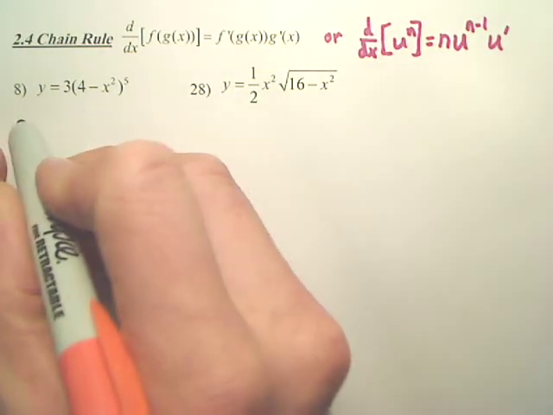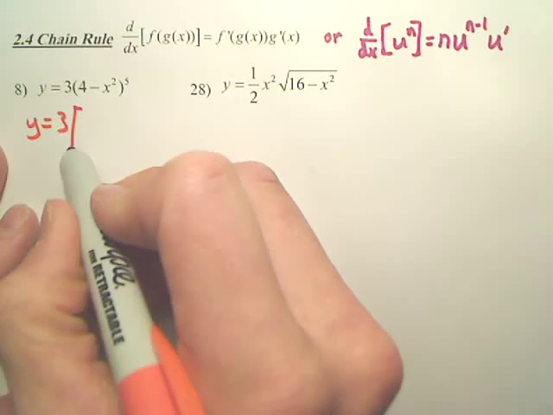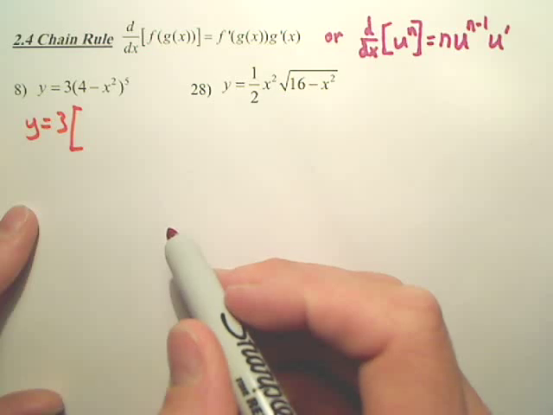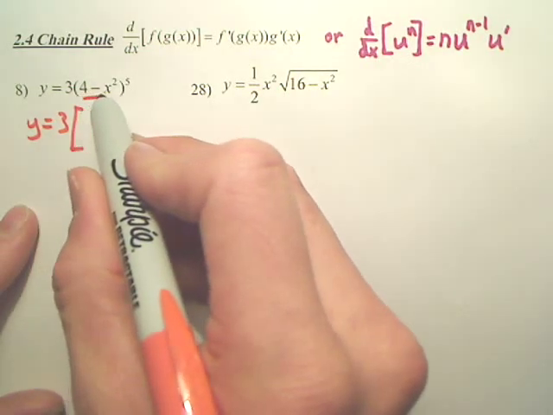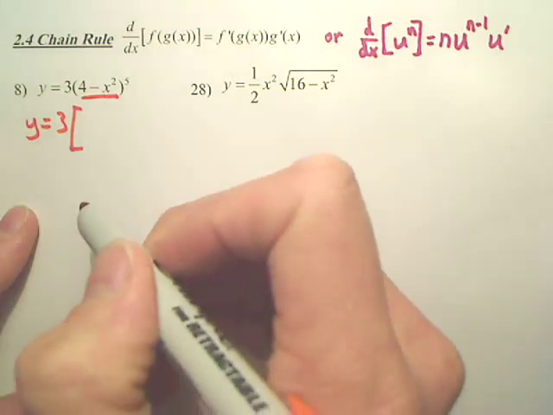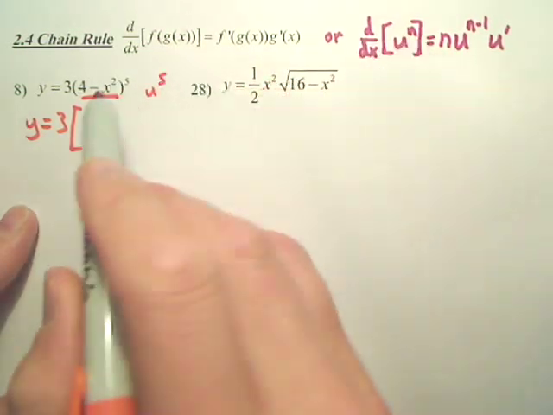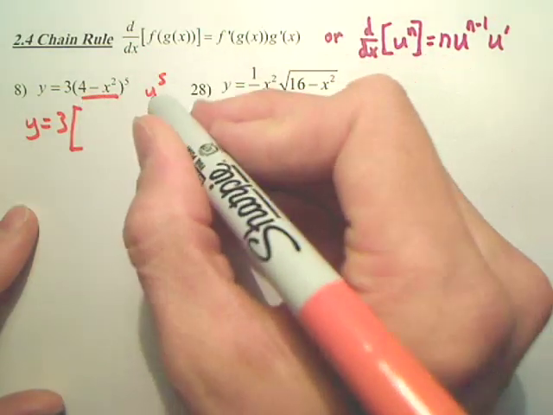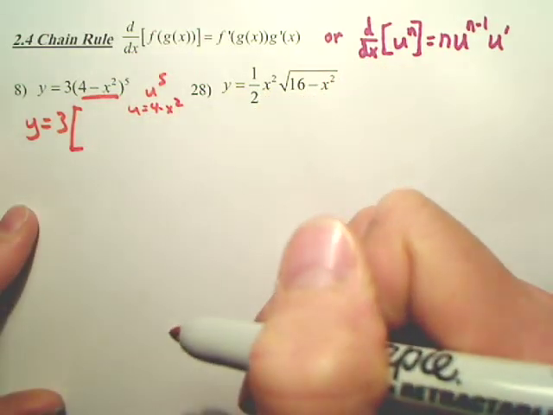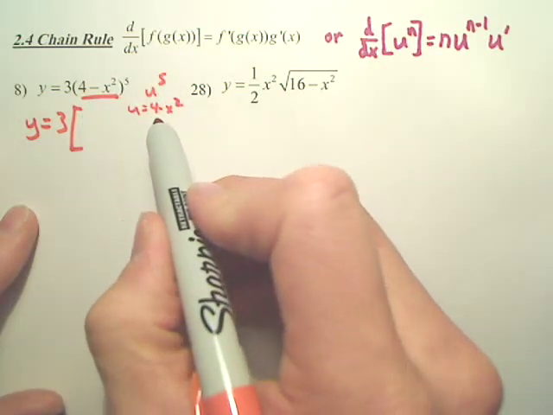So basically, if I wanted to derive number 8 here, I'd put the 3 and just leave it out front for now. Okay? And then what I'm going to do is I'm going to treat this as u. Okay? So what I end up with is I derive u to the 5th. Think of this as u to the 5th. Is that okay? And it's u to the 5th, and u is 4 minus x squared, with the 3 kind of chilling out front.